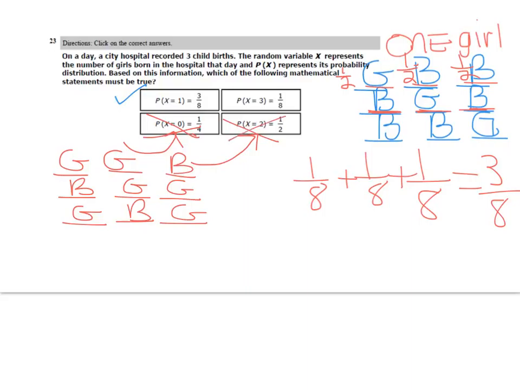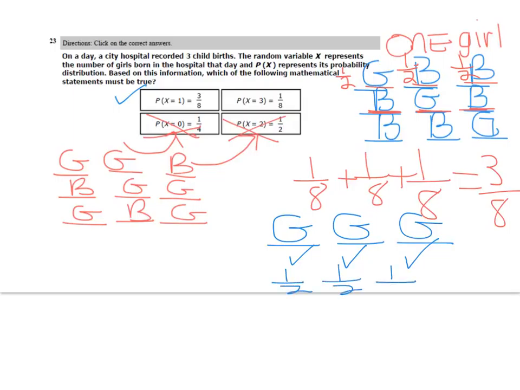Let's see the probability of X equals 3, all three being a girl. There's only one way to arrange all three being a girl: the first one is a girl, the second one is a girl, and the third birth is a girl. What's the probability of having a girl the first time? It's 1 out of 2, 1 out of 2, and 1 out of 2. We multiply those together and we get 1/8. So that one is looking good. If it was a TEI question, we would definitely pick the first two.